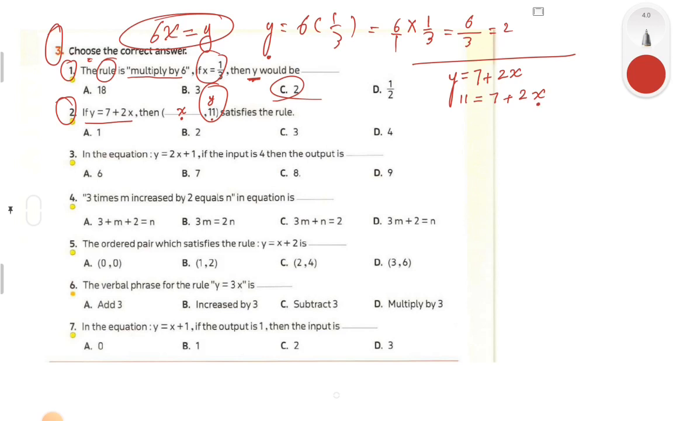To find out the value of x, we learn to solve equations by putting the missing variable, the unknown, alone on one side, either right or left. Now, I have here 2x. I need to remove this 7 to the other side.